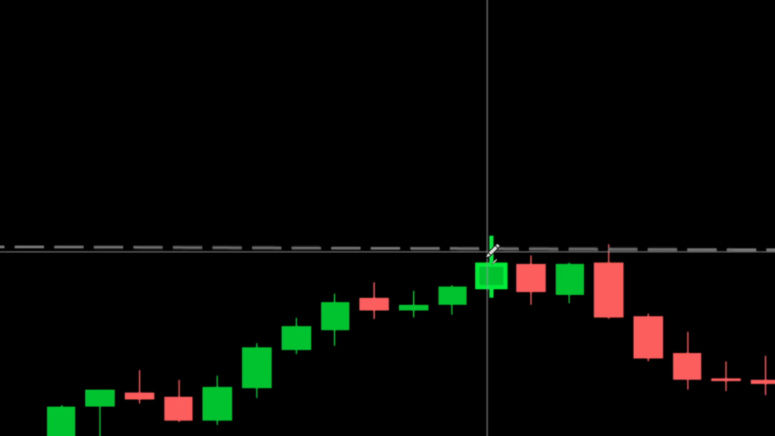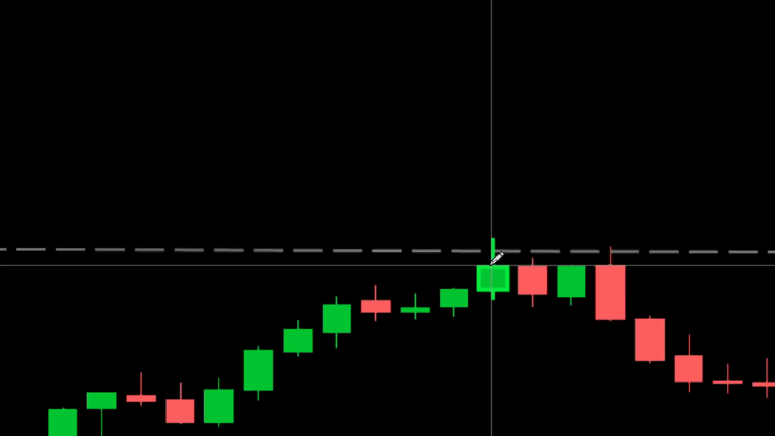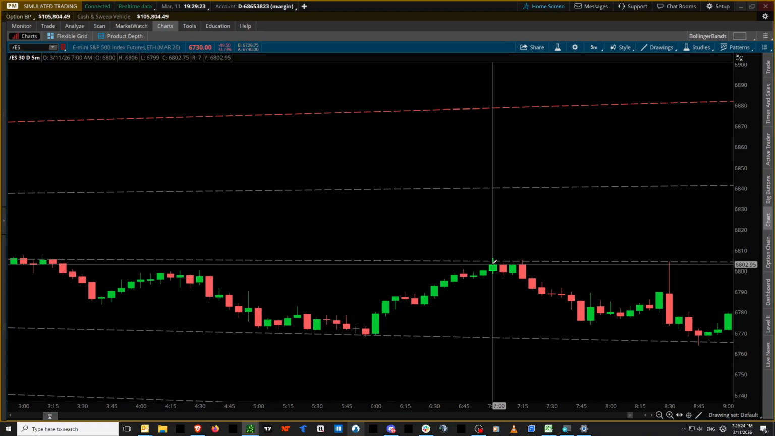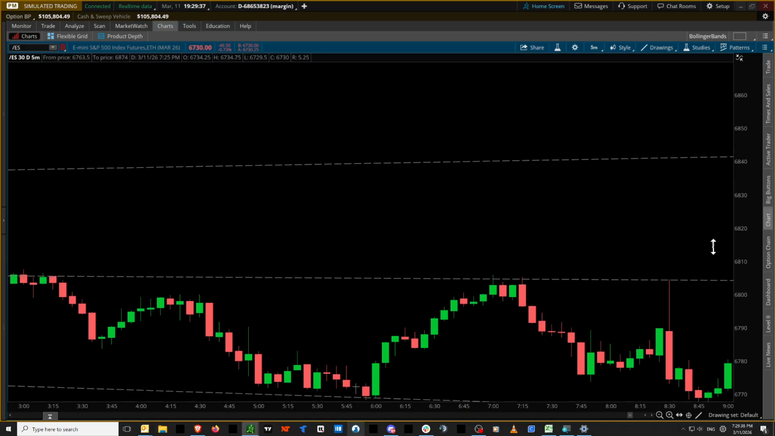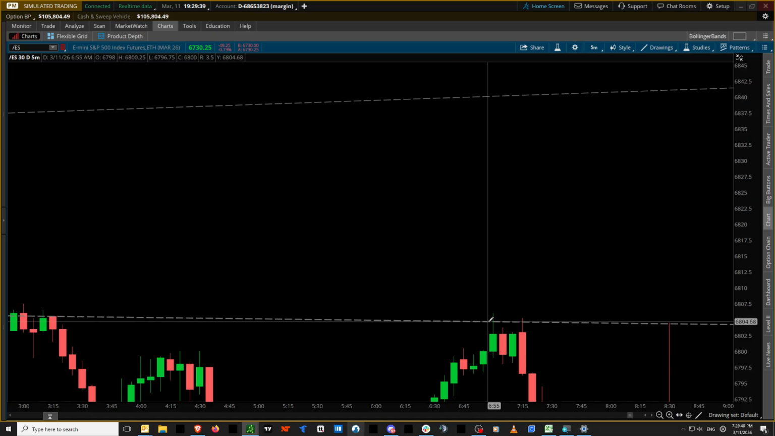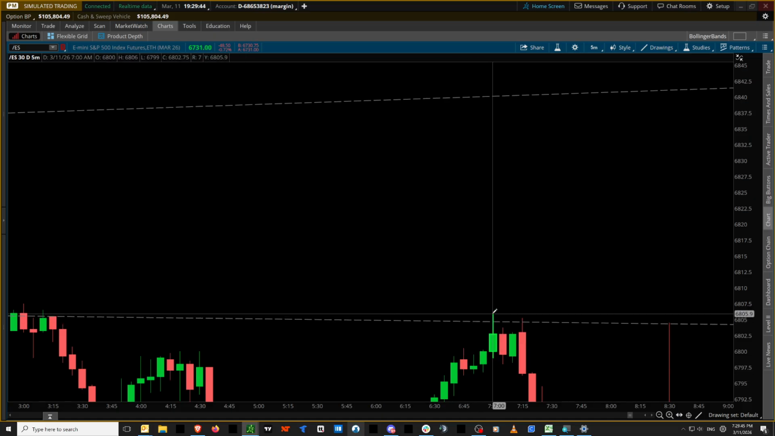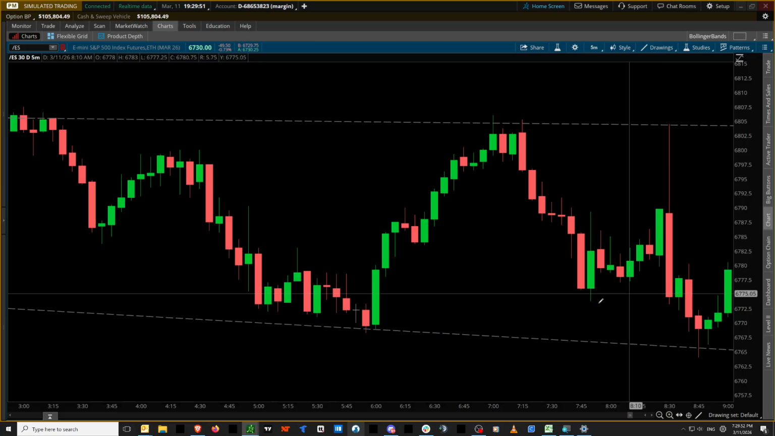Whatever that is, 68, let's see. I'm going the wrong way. Let me pull that back out. And that high was 6806. So, wait, that's not right. That's not right. Hang on. The trend line was at 6804.5. The stop would have been 6806. Okay, there it is. 2-point stop. Very nice.